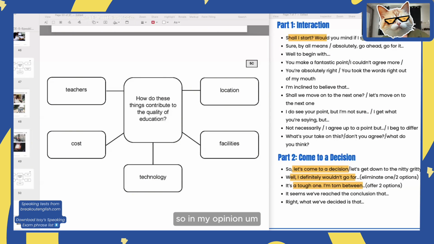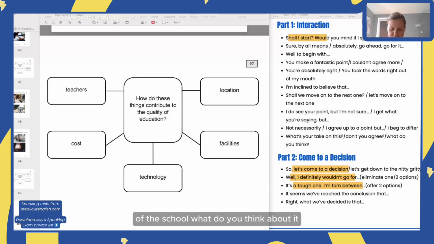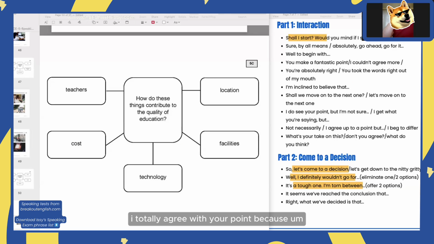So in my opinion, highly educated teachers are essential for getting a really good education, who can pass the information to us and teach us their knowledge. It goes well with technology, or the technology of the school. What do you think about it? I totally agree with your point because if you have teachers who don't know how to bring the topic to the other people in class, then you just don't have a very informative lesson.